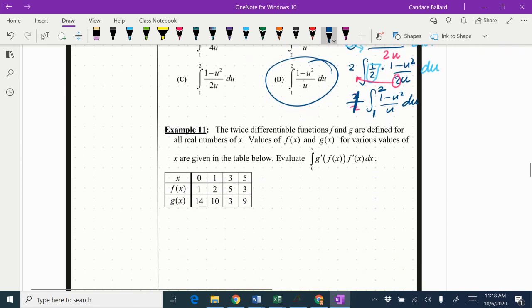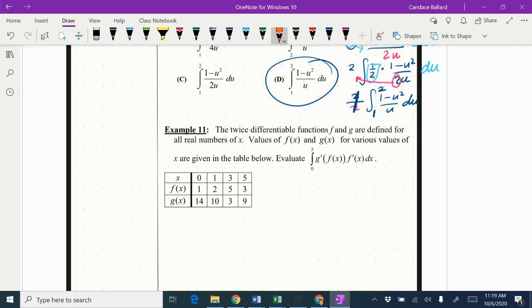Let's take a look at example 11 as well. The twice differentiable functions f and g are defined for all real numbers. Values of f of x and g of x for various values of x are given in the table below. We are supposed to evaluate the integral from 0 to 5 of g prime of f of x times f prime of x. So we definitely have our chain rule kind of going on inside there. We can see that we definitely have a u substitution. It kind of looks like a chain rule.